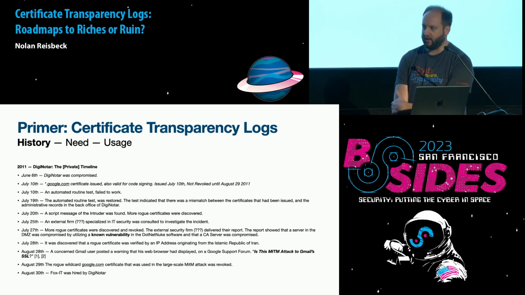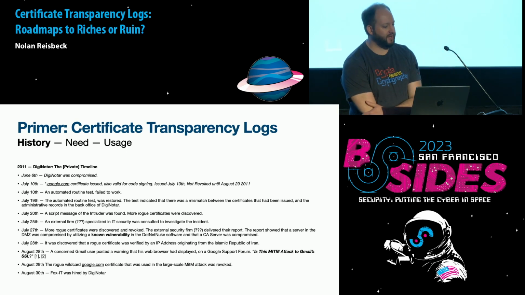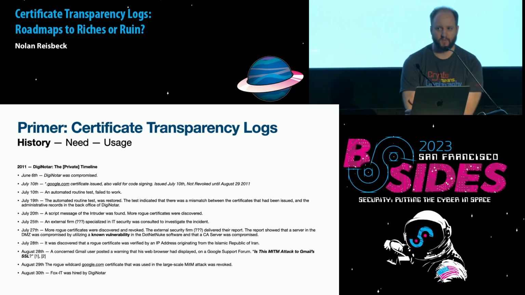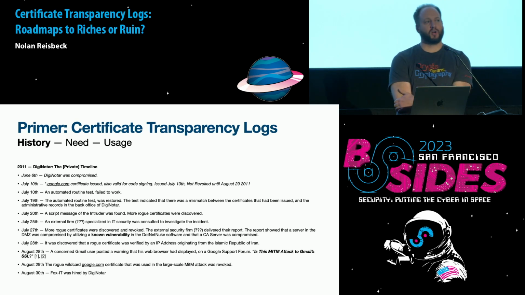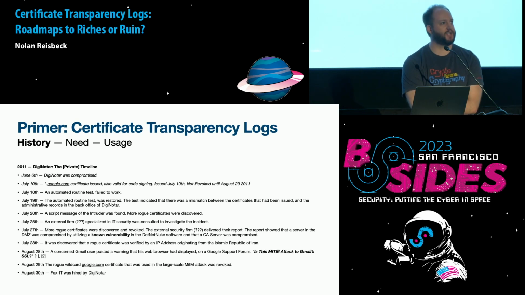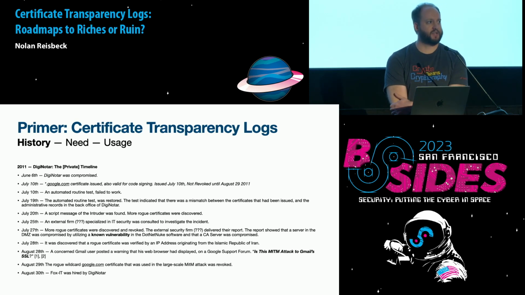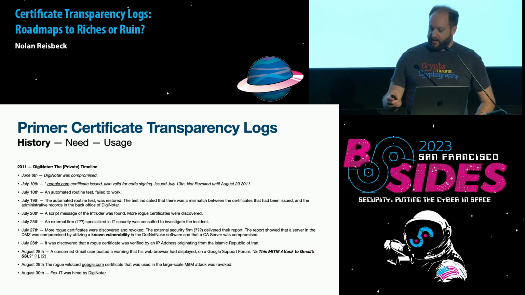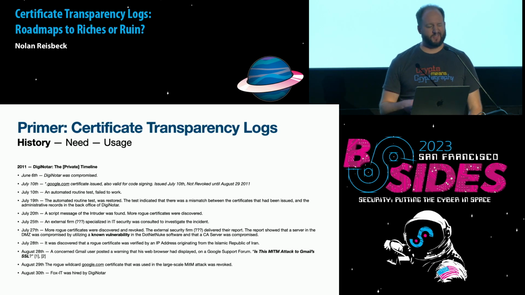July 10th, somebody over at DigiNotar noticed an automated test had failed. Raise your hand if you work in an organization that uses Jenkins or something else like that to run CI testing, and tests fail a lot, right? And you go, yeah, that broke. It's probably not a very big deal. We'll look at it. It's Friday afternoon, 2 o'clock. I'll look at it on Monday.